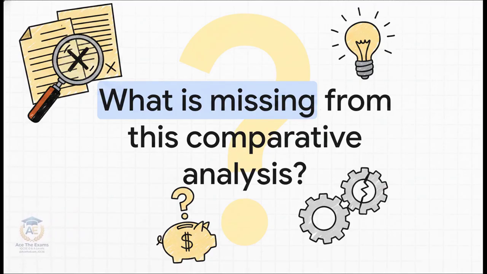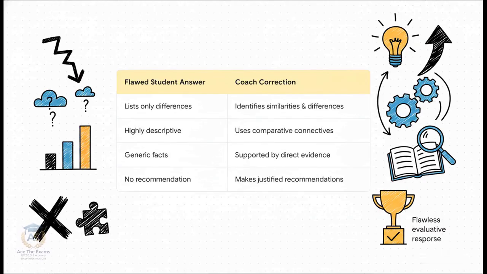Let's dissect it. Okay, let's systematically break down the correct path here. The flawed student answer on the left is highly descriptive. It literally just lists the differences in capital balances before and after the retirement. To unlock those highest order assessment objectives, you cannot just list facts, you have to evaluate. Notice the coach correction on the right. This was actually the exact model response Sam and I drafted after hitting a huge roadblock with paragraph linking. The correction identifies similarities and differences. It uses comparative connectives. We are talking about words like whereas, conversely, or in contrast.